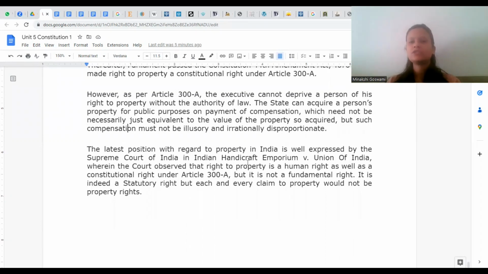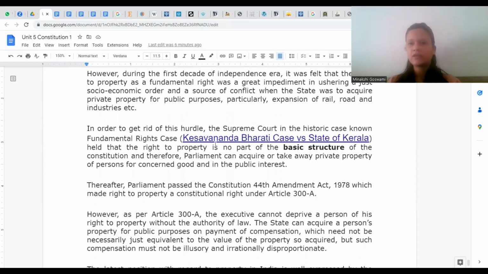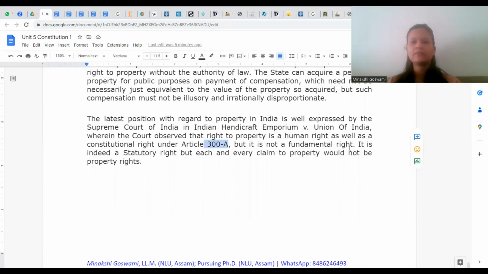The latest position with regard to property in India is well expressed by the Supreme Court of India in Indian Handicraft Emporium versus Union of India, wherein the Supreme Court observed that the right to property is a human right as well as a constitutional right, which is guaranteed under Article 300A. But it's not a fundamental right because this provision, Article 19(1)(f), has now been repealed. It is indeed a statutory right, but each and every claim to property would not be a property right.